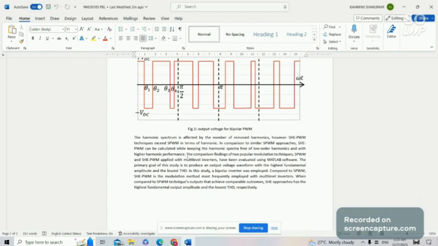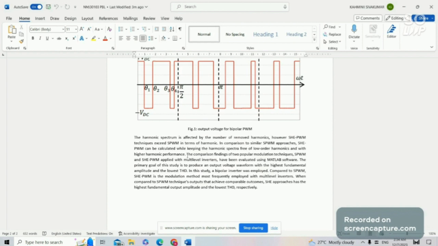However, SHE PWM techniques exceed SPWM in terms of harmonics. In comparison to the similar SPWM approach, SHE PWM can be calculated while keeping the harmonic spectra free of low order harmonics and with higher harmonic performance. The comparison findings of two popular modulation techniques, SPWM and SHE PWM, applied with multi-level inverters have been evaluated using MATLAB software.